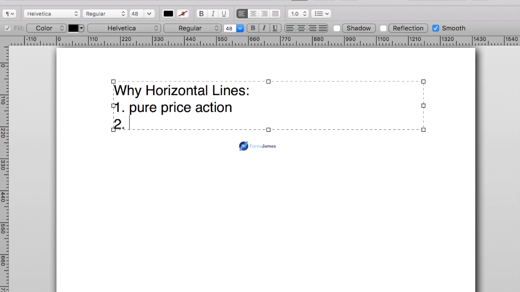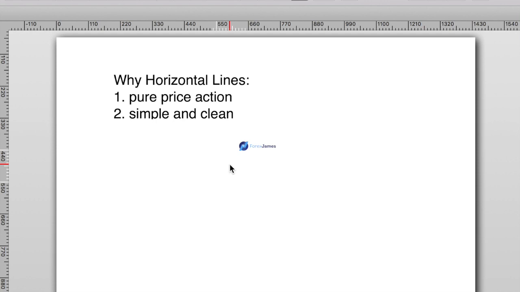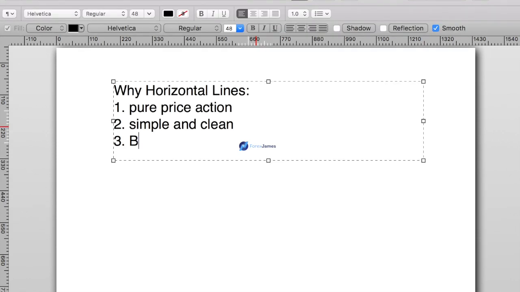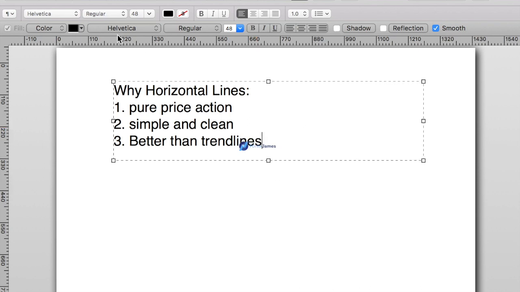Second reason, it's simple and clean. No clutter on your charts. As a price action trader, all I want to look at is the price, nothing else. And the third reason would be, in my opinion, they are better than trend lines. Why is that? Because drawing trend lines can be pretty subjective.